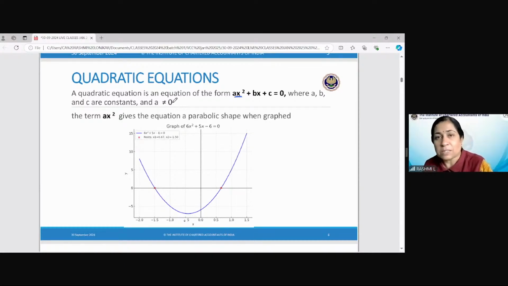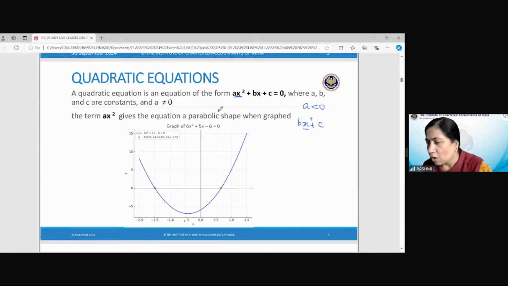Now, what happens if a is equal to 0? If a is 0, then what will our equation become? bx plus c. What will the power of x be? 1. So this becomes a simple linear equation. That is why we call an equation quadratic only when x is raised to 2 is the maximum power in that equation.